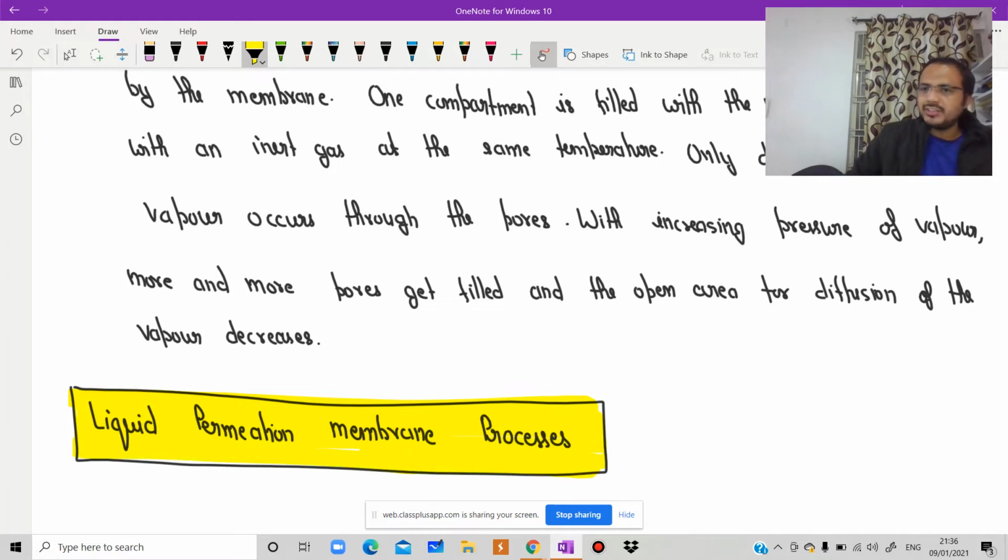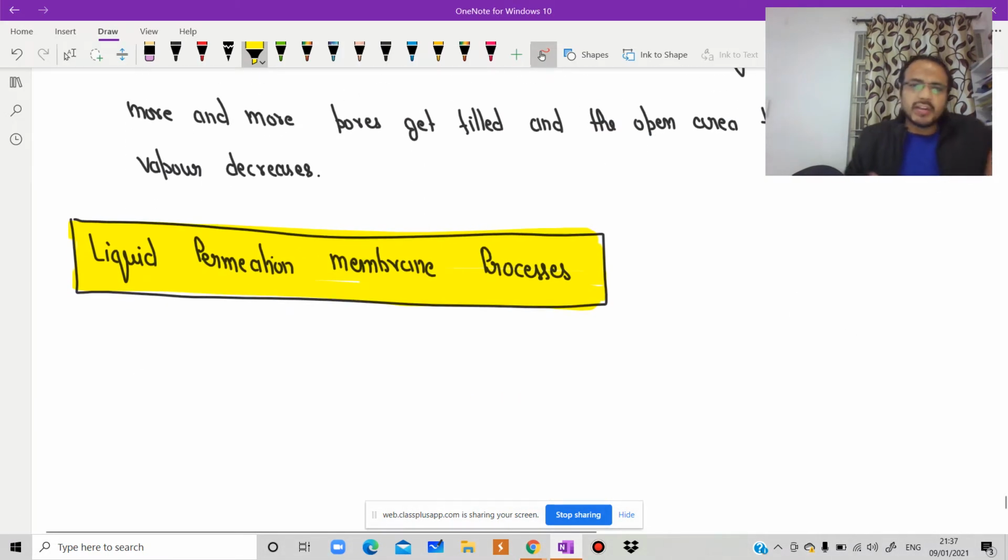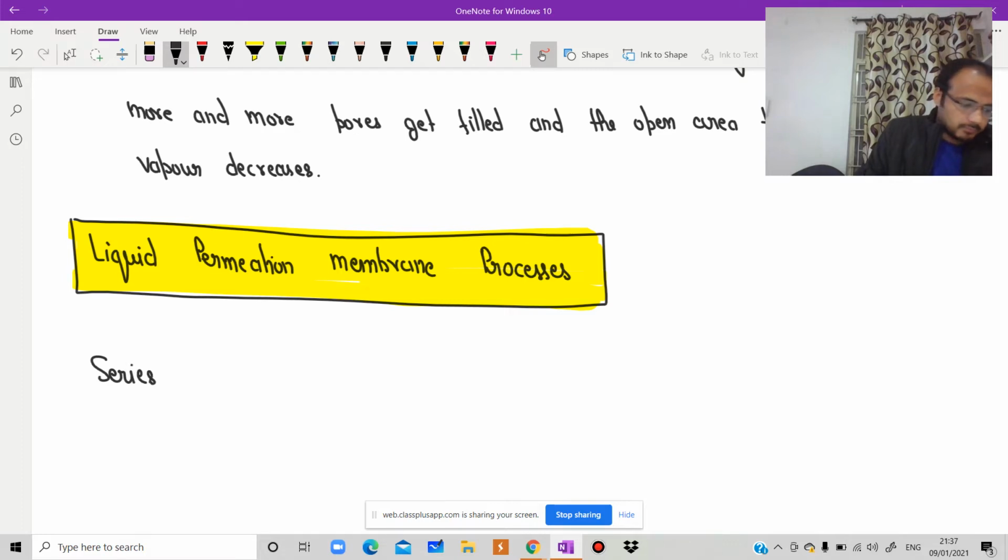Up to this point, we have discussed just the basics of the membrane, the types of process, and the basic permeate, feed, etc. Up to this point, we covered only basic things. Is it clear? So, liquid permeation membrane processes. Write down the first heading: series resistances in membrane processes.